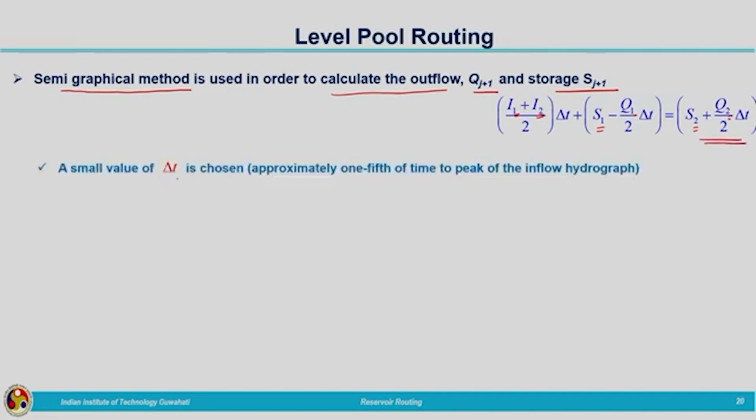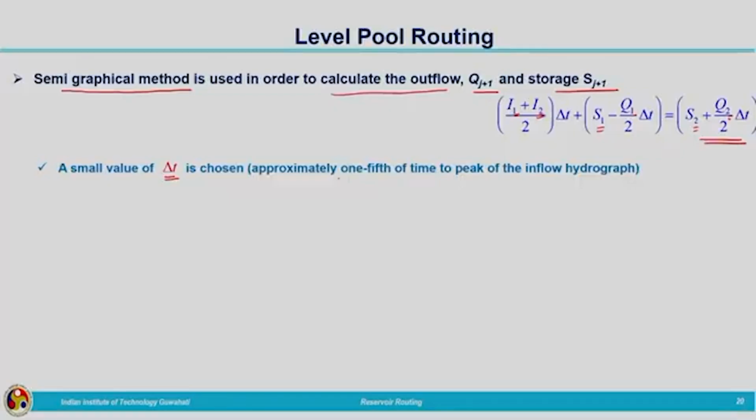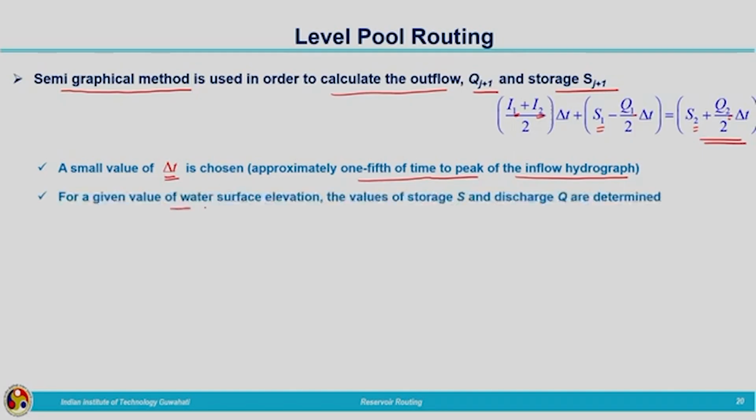Now, a small value of delta t should be chosen. For calculating the left hand side, we need to have an assumption corresponding to delta t. That delta t should be taken in such a way that the linearity assumption is valid between these nodal points. It can be approximately taken as 1/5 of the time to peak of the inflow hydrograph. Since the inflow hydrograph is known to us, we know its time to peak. Based on that, we will calculate 1/5 of that value, which can be considered as delta t as an initial guess.